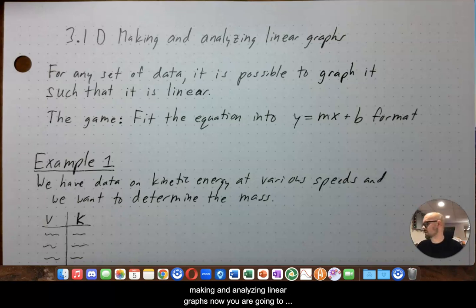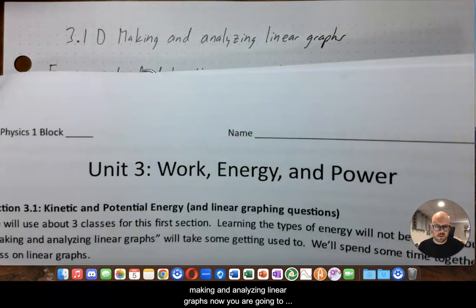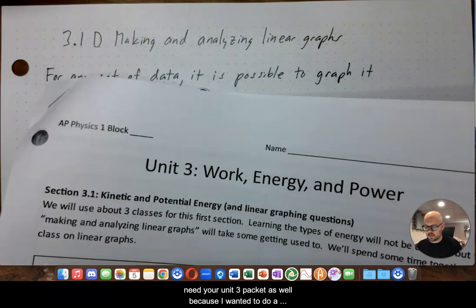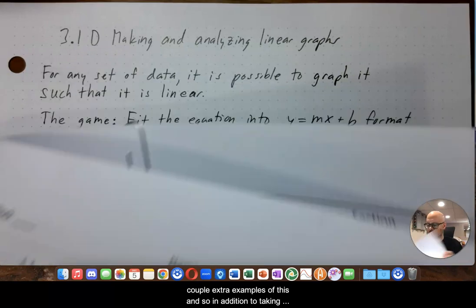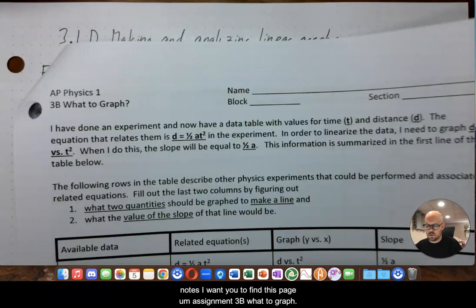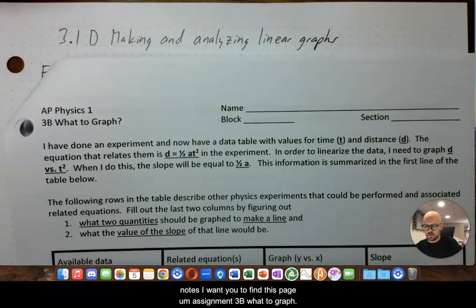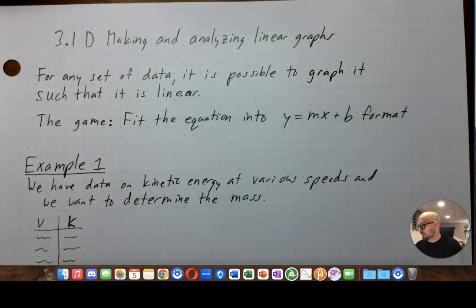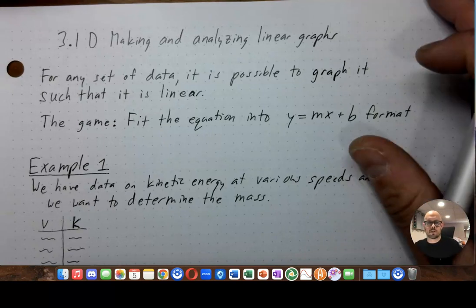analyzing linear graphs. Now, you are going to need your Unit 3 packet as well, because I wanted to do a couple extra examples of this, and so in addition to taking notes, I want you to find this page, Assignment 3B, What to Graph, and I'll go through just a couple examples from this sheet really quickly later. So find that and let's save that for now.